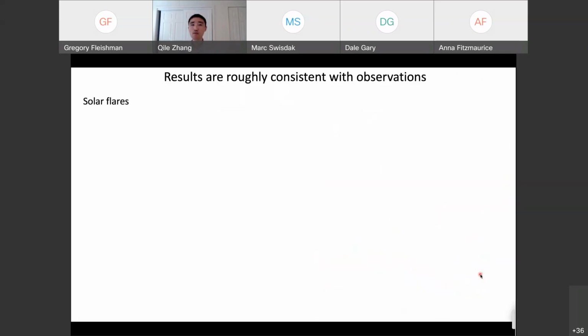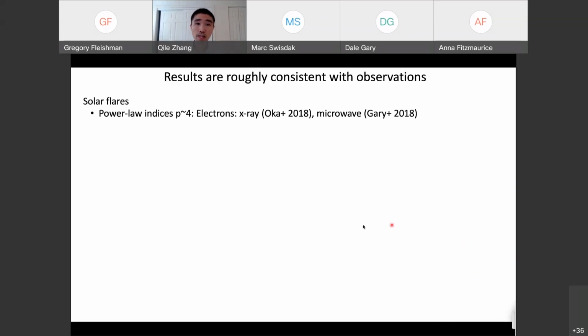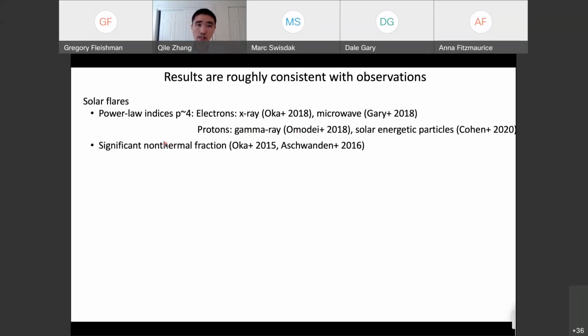Okay, so our results are roughly consistent with the observations. In the case of solar flares, this power law index around 4 in our simulations is roughly consistent with the X-ray and microwave observations for the electrons, and also the gamma ray and solar energetic particle observations for the protons. And also the significant non-thermal fraction in our simulation is consistent with the observations.